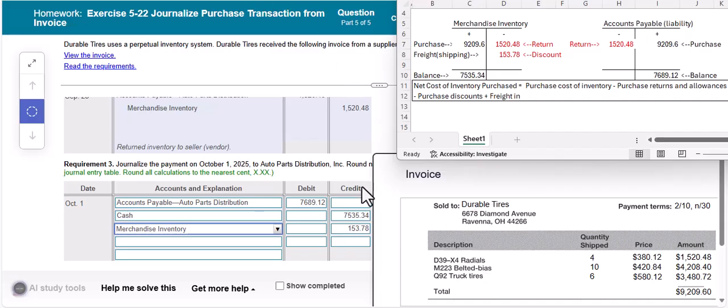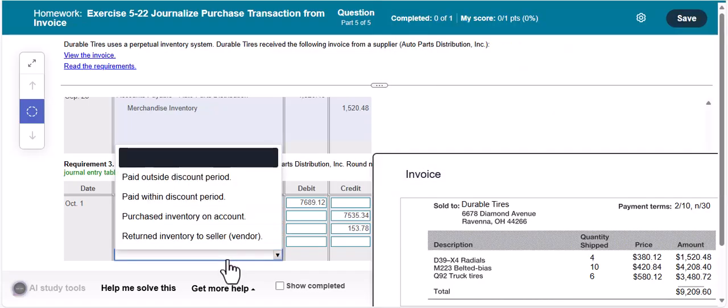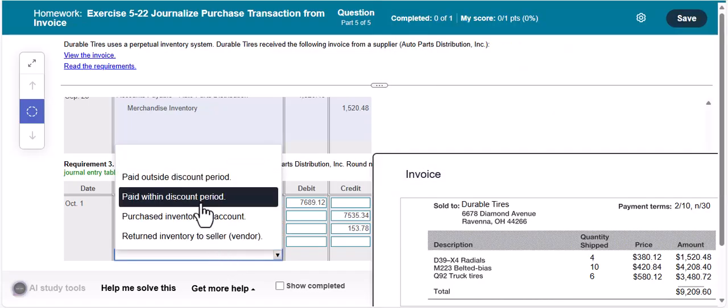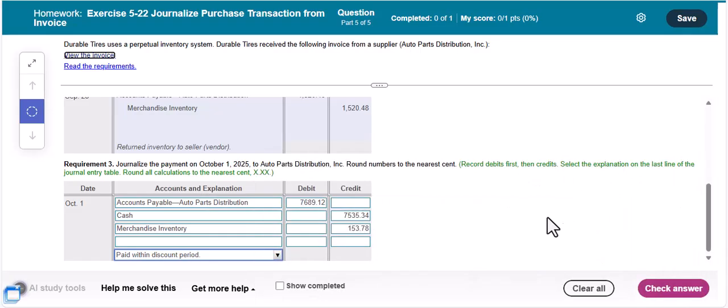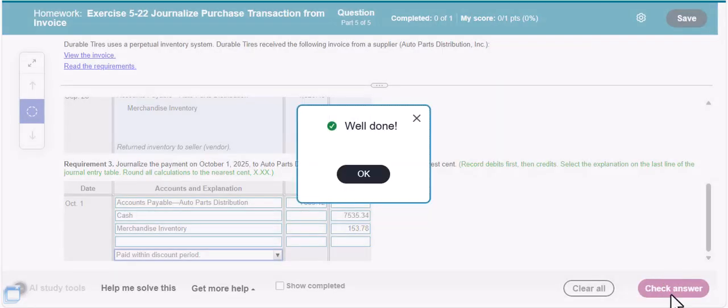So now lastly, we are going to need a description here for this part of the problem, and this is paid within discount period. So we will go ahead and minimize this and check our answer. Well done.